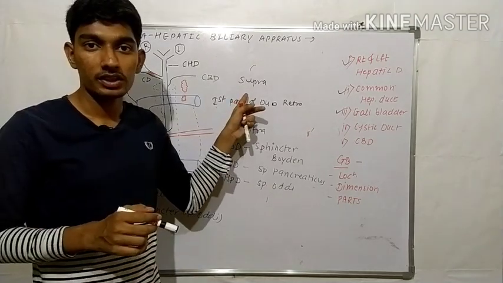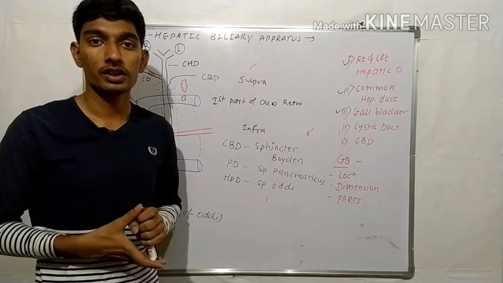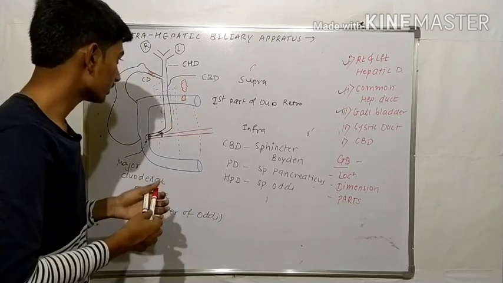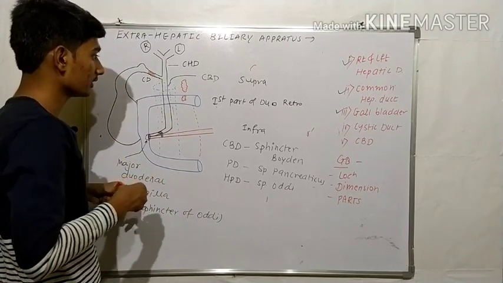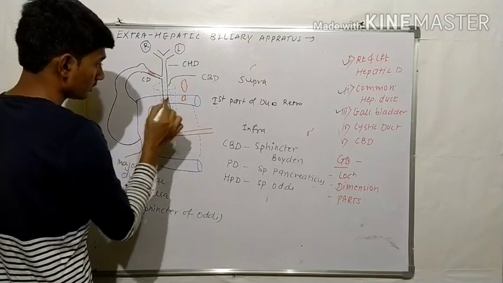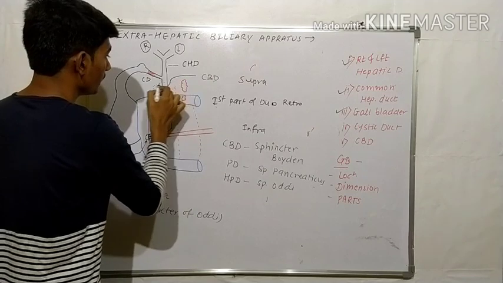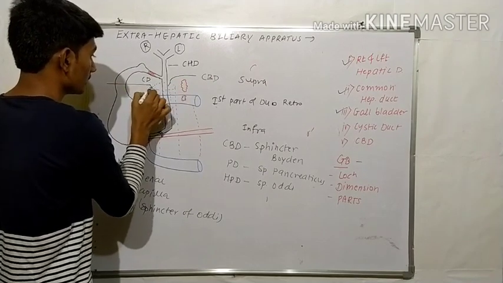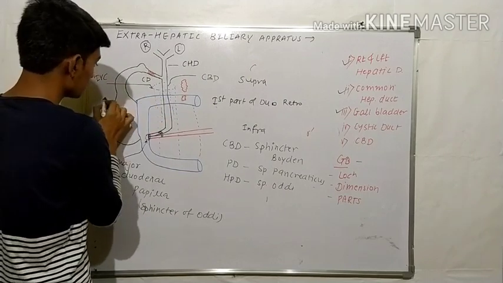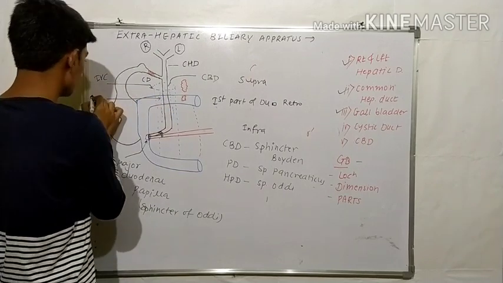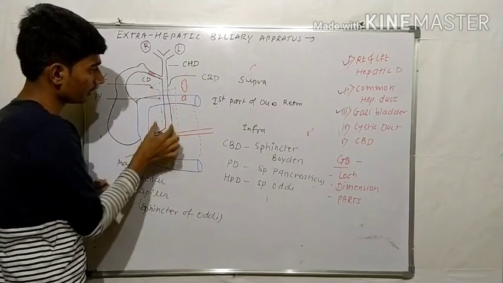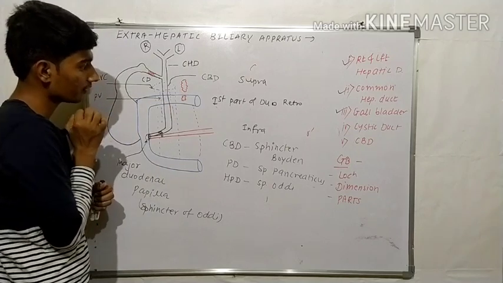Now we will study the relations of supraduodenal, infraduodenal, and retroduodenal parts. First of all, I will label the parts here. This structure is the inferior vena cava, and this inner structure is known as the portal vein.